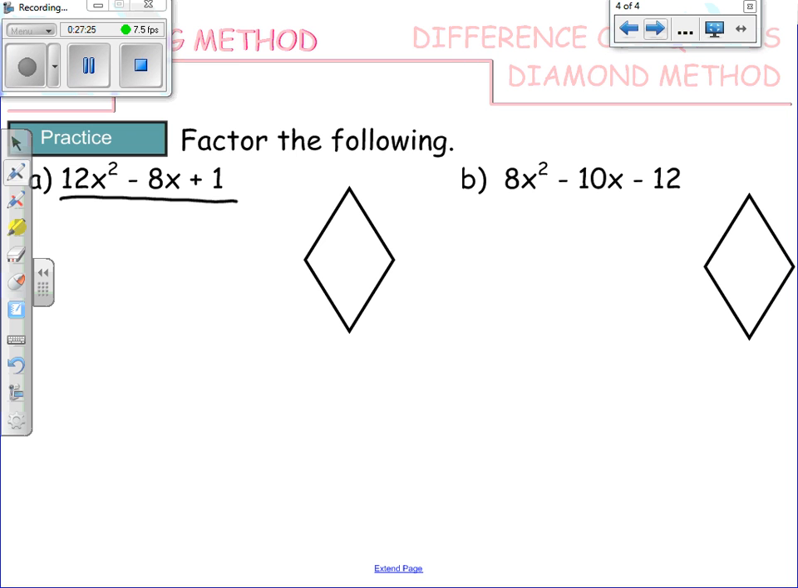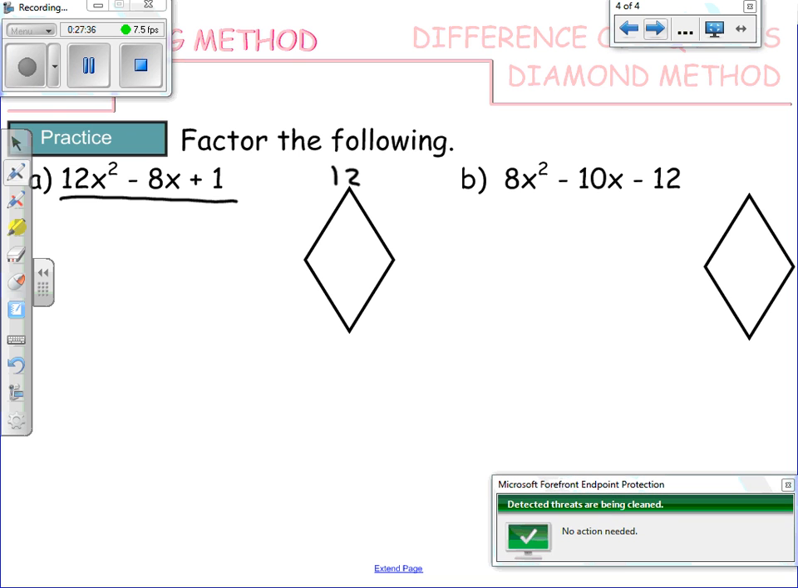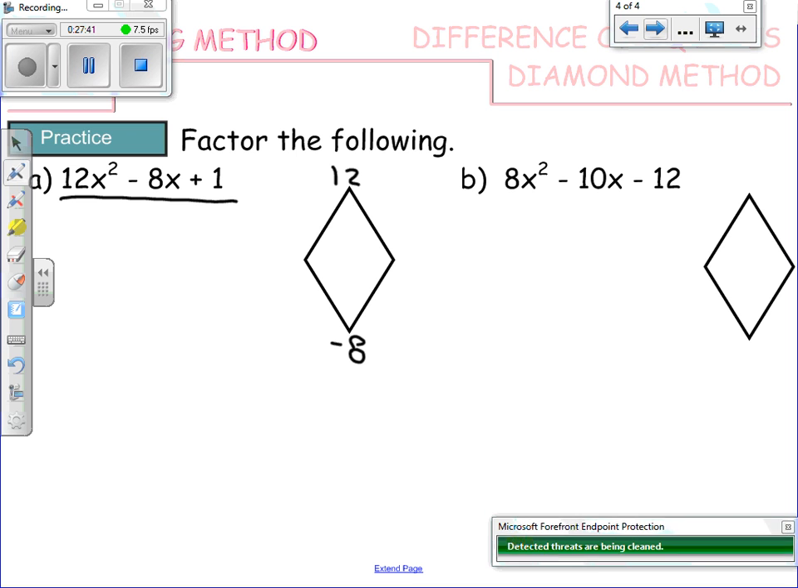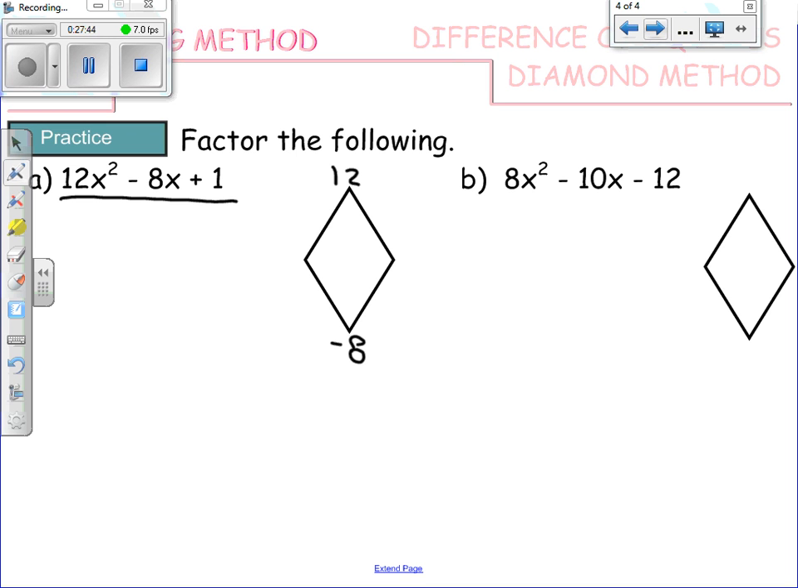So what goes on top? And what goes on the bottom? -8. What things multiply to be 12 and add to be -8? Maya. -6 and? There's a problem, right? Because what's our trick say? Our trick says to divide that into one of those 2 numbers. You can't. So that's going to be a problem.